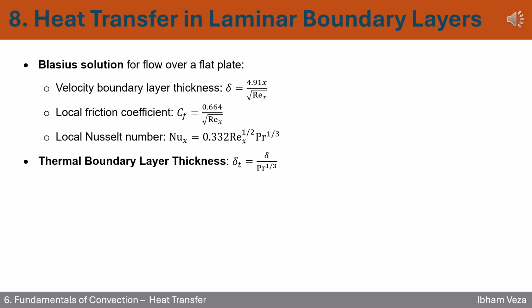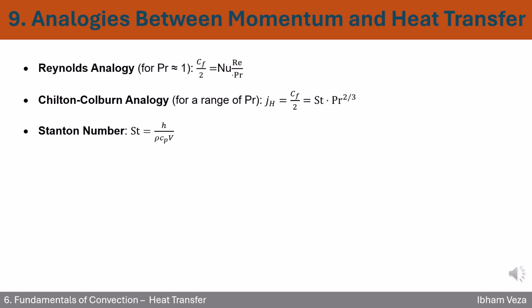Local Nusselt number, Nu_x, quantifies local heat transfer rate, and depends on both Re_x and Prandtl number, Pr. For thermal boundary layer thickness, delta T, it's thinner than delta for high thermal diffusivity, low Pr, highlighting the role of fluid properties. Focus on these key equations. They connect theory directly to practical heat transfer analysis.